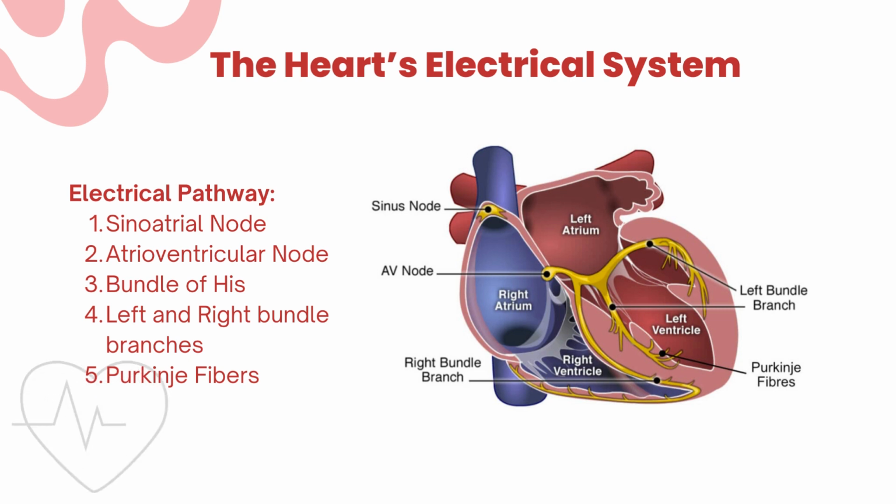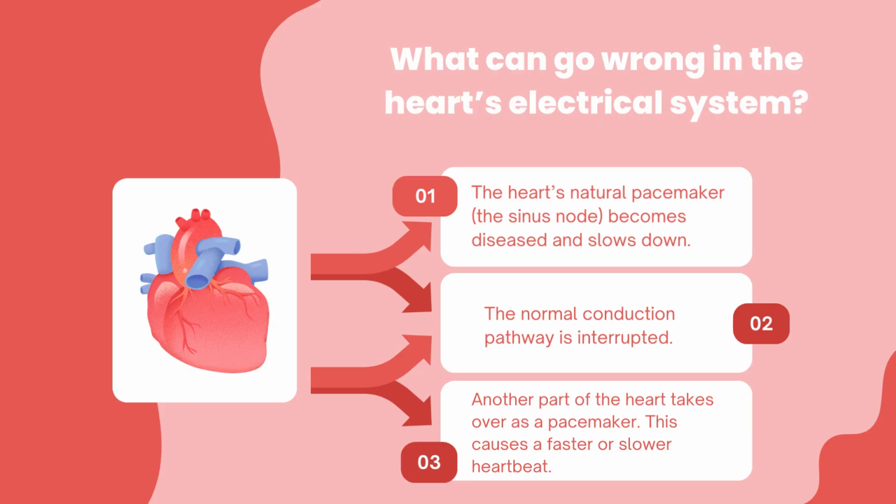So we're just going to go over it very quickly. Remember, it starts from the sinus node, and then it goes to the AV node, through the bundle of His, through the left and right bundle branches, through the ventricles, and to the Purkinje fibers.